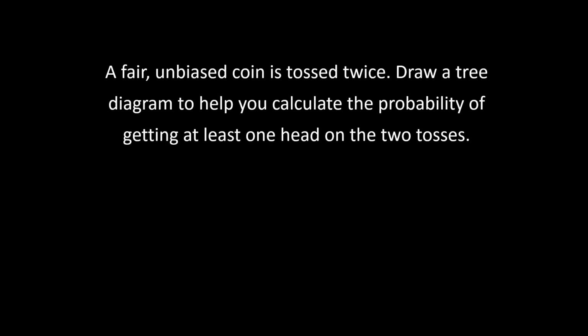We start off with a very simple example. We've got a fair and biased coin, we toss it twice, draw a tree diagram to calculate the probability of getting at least one head. So at least one head, this is the secret really, is to consider all the options before you get into the question. At least one head means one head or two heads.